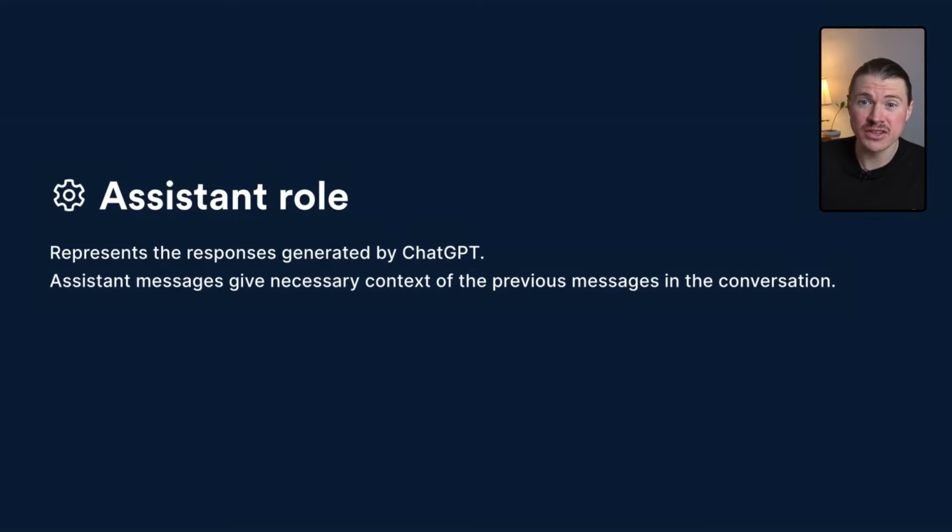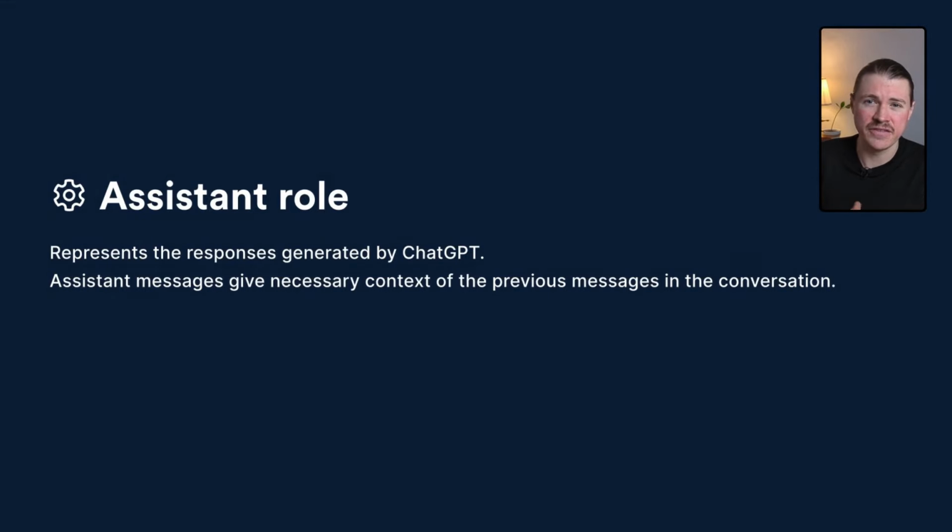Now, lastly, moving on to the assistant role. These are responses generated by ChatGPT. So the purpose of an assistant message is to indicate a response that ChatGPT gave. And you might be wondering, well, if these are responses coming from ChatGPT, why would I be setting this in an API call? Well, basically, this opens up a lot more use cases and more advanced prompting strategies.